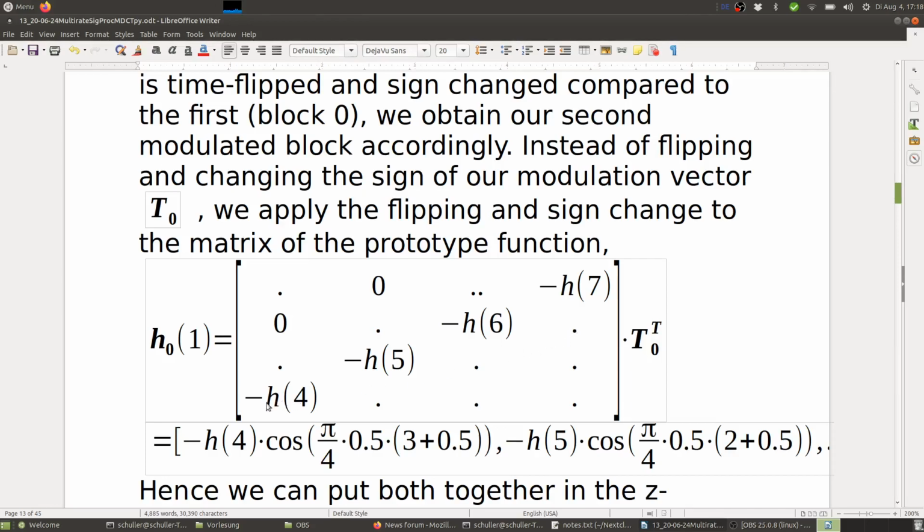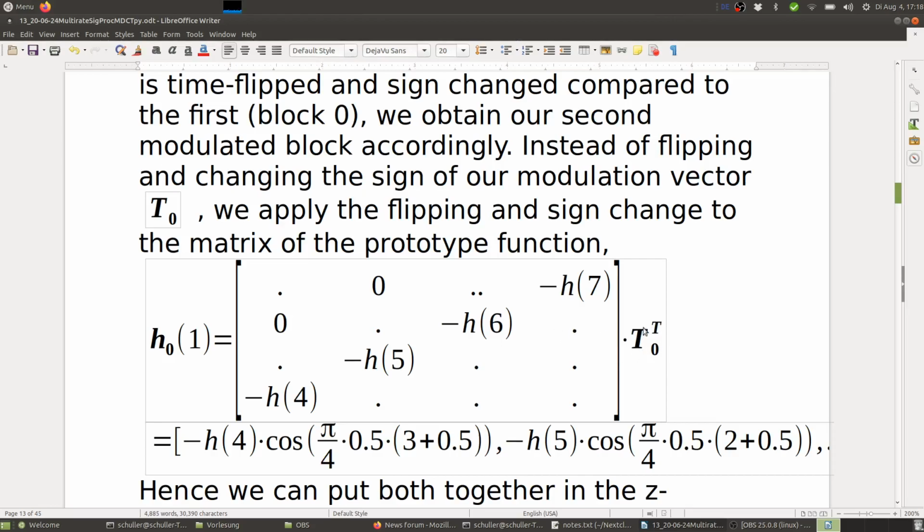So we see here we have the second block of our baseband prototype with a negative sign and flipped left-right applied to this matrix. Right? So now we again have element-wise multiplication, but H7 now is multiplied with the last entry of the column vector T0, and H4 is multiplied with the first element, but then the result is at the bottom. Right? So this is then the resulting flipping of the modulation function.